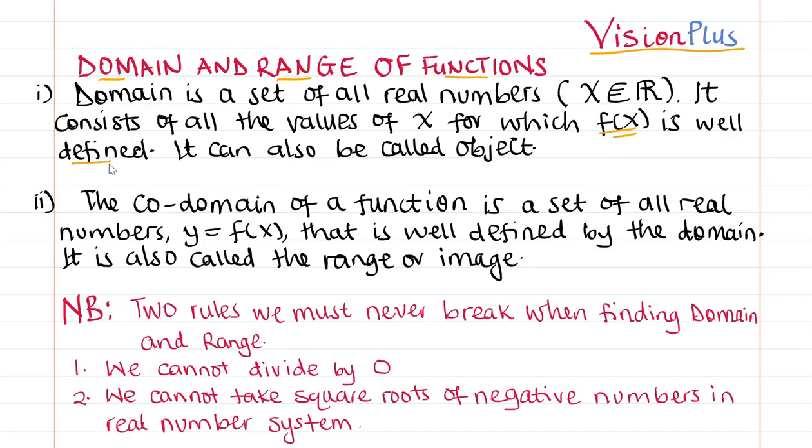This means that domain is a set of the real values of x for which they are corresponding output values of y. The corresponding output values of y is what we say for which f of x is well defined. So the real input values give us the real output values of y, which we are saying well defined.